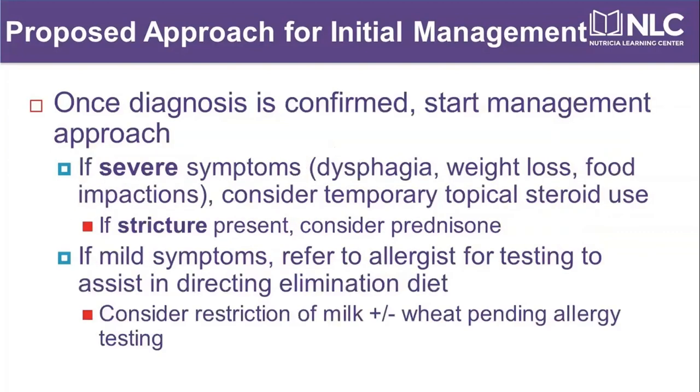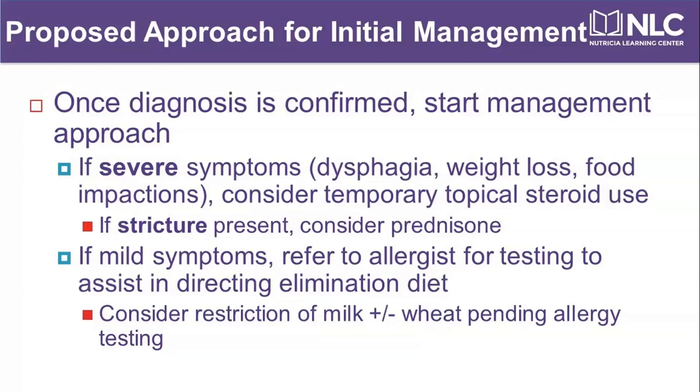Now, once we have a confirmed diagnosis and we're going to start managing these patients, if the patients really have severe symptoms like dysphagia or recurrent food impactions or weight loss, then those are the patients where I usually recommend a trial of topical steroids, even if I'm going to do dietary management, to try to bridge the gap and get them into remission a little bit more quickly. And if they have a stricture present, they may have gotten dilated at the time of the endoscopy, but I also will really consider putting them on oral prednisone to even more aggressively treat that inflammation up front, with a plan of bridging to dietary therapy if they're willing to do it.